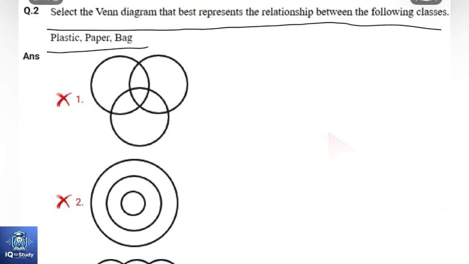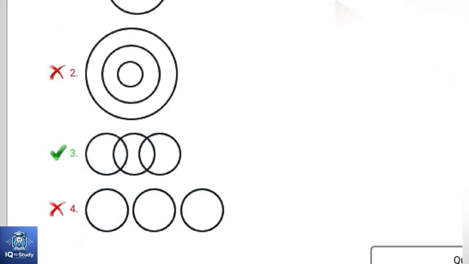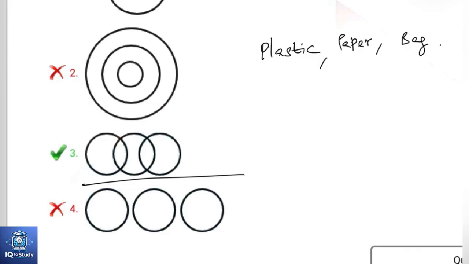Select the Venn diagram that best represents the relationship between the following classes: plastic, paper, bag. Let's check with the given options. Given plastic, paper and bag. If we consider option 3, let's take this as plastic and this one as bags and this one as paper. From this, some bags are made up of plastic and some bags are made up of paper. So option 3 follows.